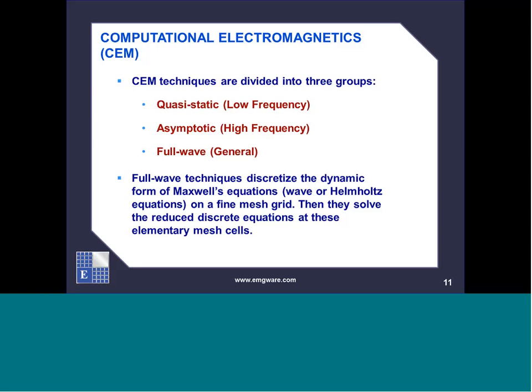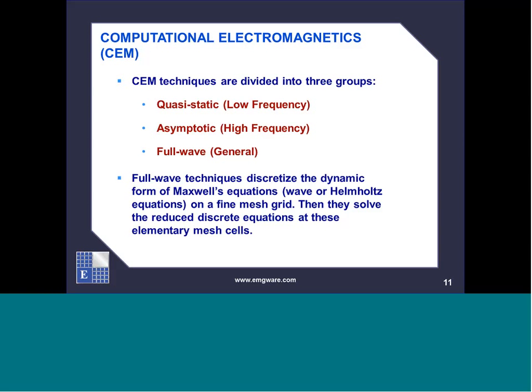In full wave techniques, we discretize the dynamic form of Maxwell's equations, basically Maxwell's equations that are dependent on three space variables x, y, z, and time variable. And we solve one of the forms of Maxwell's equations, either wave equation or Helmholtz equation, on a fine mesh. So basically you discretize your computational domain into small cells, and you solve Maxwell's equations on this grid. By discretizing the computational domain, we basically reduce the Maxwell's equations into a set of discrete equations, finite difference or integral equations, and then we solve them numerically.